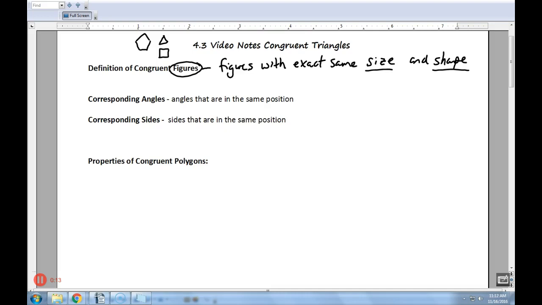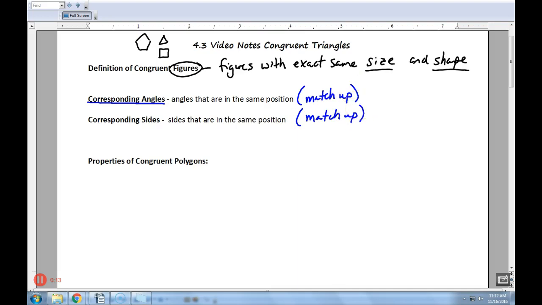Corresponding angles, I'm going to talk about these in a minute, means angles that are in the same position, or sometimes I just say that they match up. Same thing with corresponding sides. Those are sides that match up.